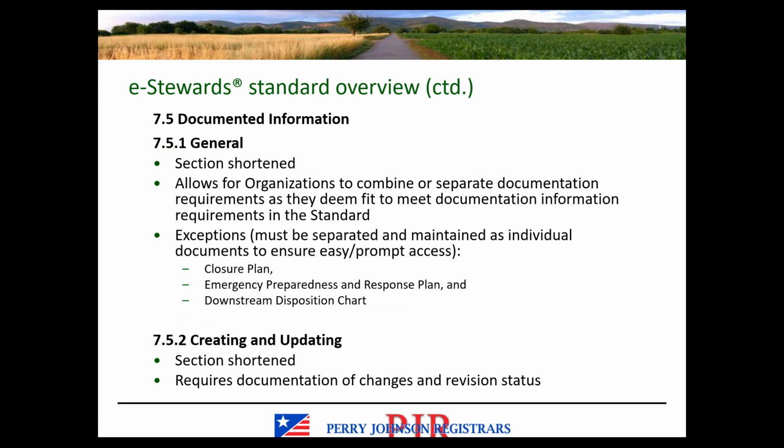7.5 covers documented information. Again, 7.5.1 is shorter without ISO 14001. This allows organizations to combine or separate documentation requirements found throughout the standard as they see fit to meet the documented information requirements within the standard, except for the closure plan, the emergency preparedness and response plan, and the downstream disposition chart. Those are required by the standard to be standalone documents to ensure that they are always easily accessible, found promptly, all that good stuff.